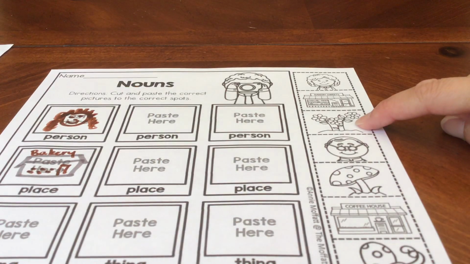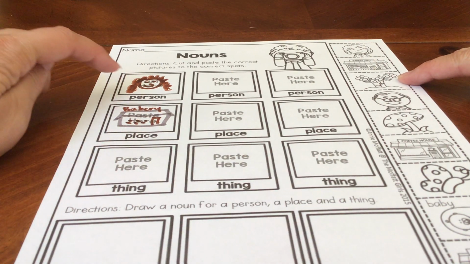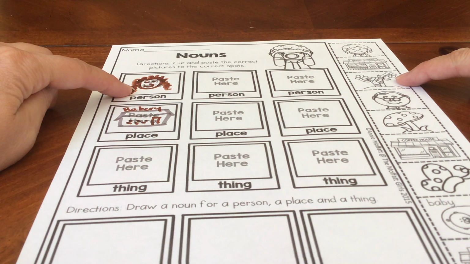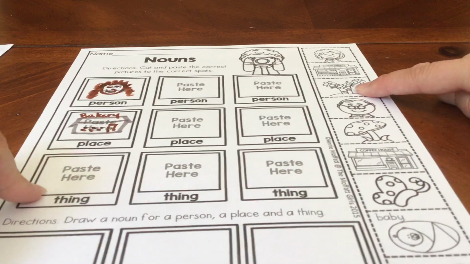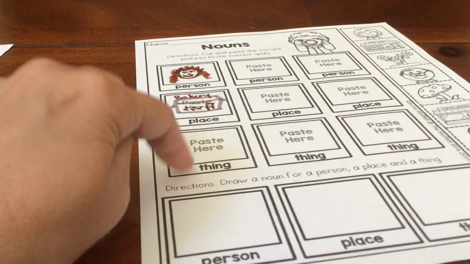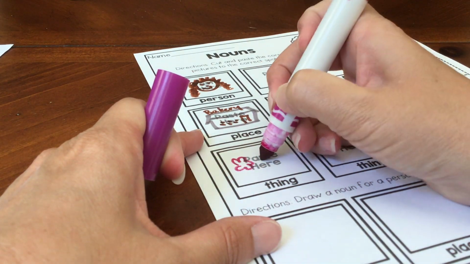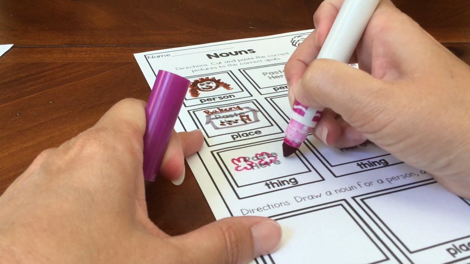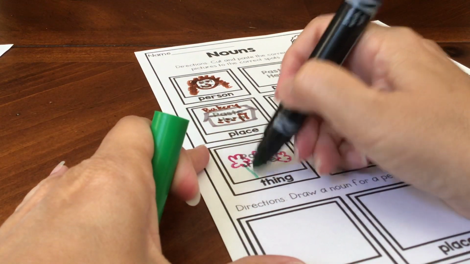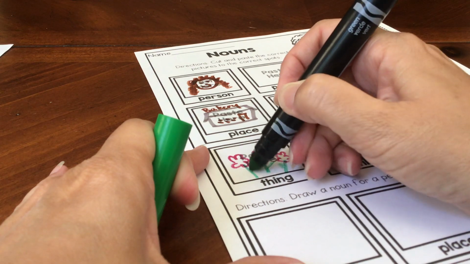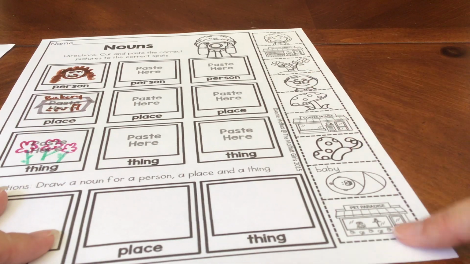And our next picture is flowers. Are flowers a person, a place, or a thing? Flowers are not a person. They can't talk and walk. Flowers are not a place. You cannot go there. Flowers are a thing, something you could pick up. Flowers are a thing. So we're going to draw flowers in this box. There are my flowers.